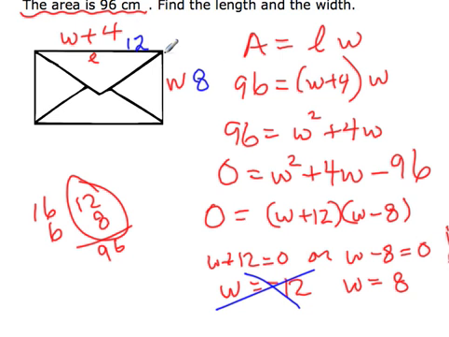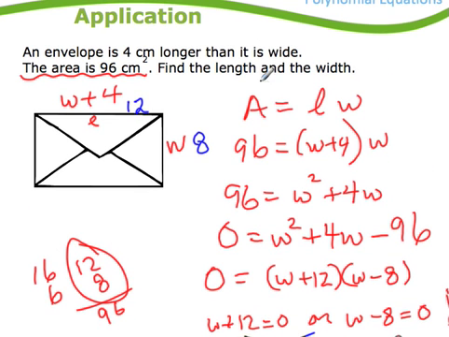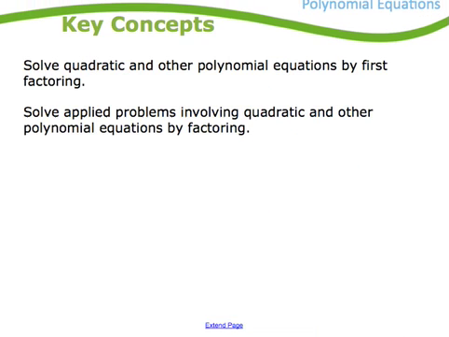Just checking, I can see the difference of those two is 4, like the question said. And if you multiply 12 by 8, like I did here, you do get 96. So it's a nice application of using quadratic functions.